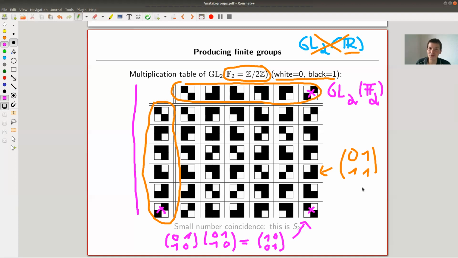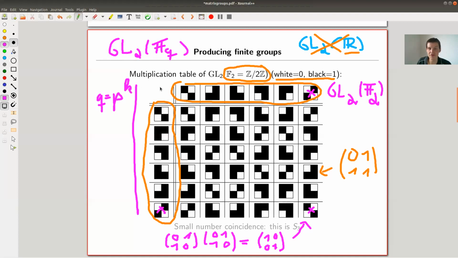You can't take GL2 over Z mod 6. Z mod 6 is not a field, and there is no field with 6 elements. So you can take GL2 over what is called FQ, and I'm definitely going to make a video about FQ at one point. And Q is always a prime power, so it's p to the k.